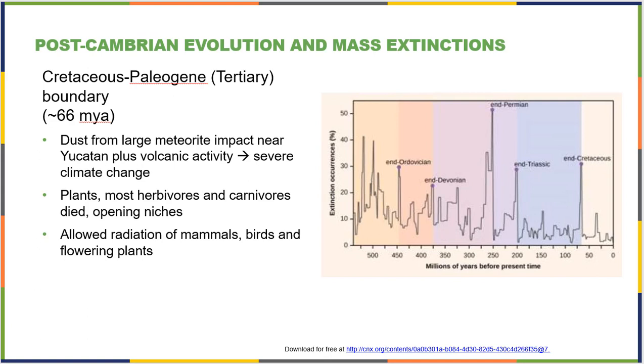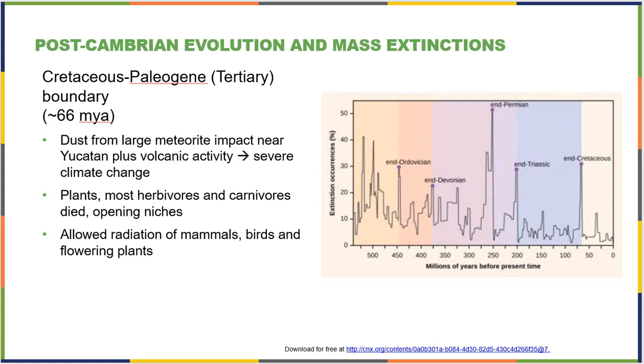We have studied the K-Pg boundary, the Cretaceous and the Paleogene, formerly the Tertiary boundary. It is another really big mass extinction event. This one, we're pretty sure what caused it. There's a really large meteor that hit the Yucatan Peninsula, and it kicked up so much dust. It basically blanketed the planet in dust.